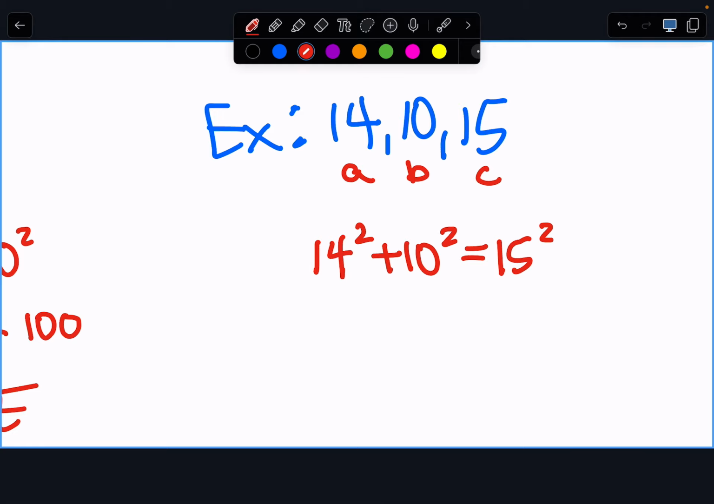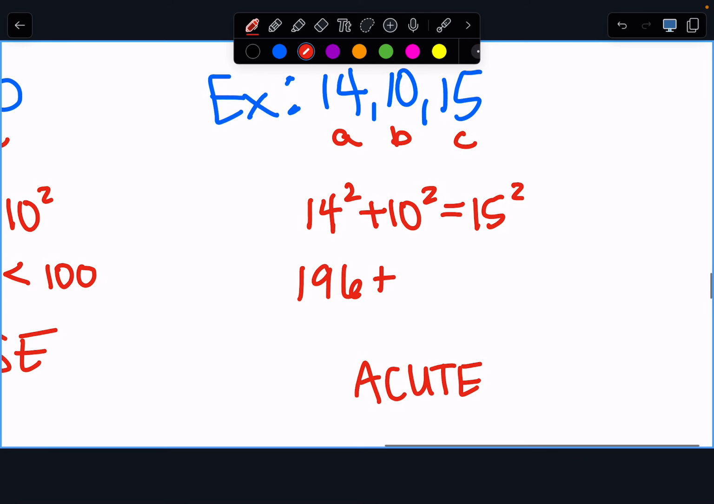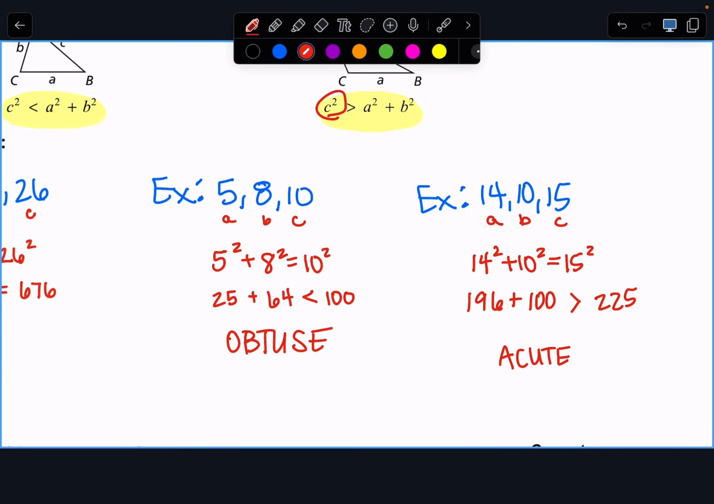Alex S., what kind of triangle is the third one? So 196 plus 100 compared to 225. 225 is definitely bigger. Since c squared is smaller, we have an acute triangle.